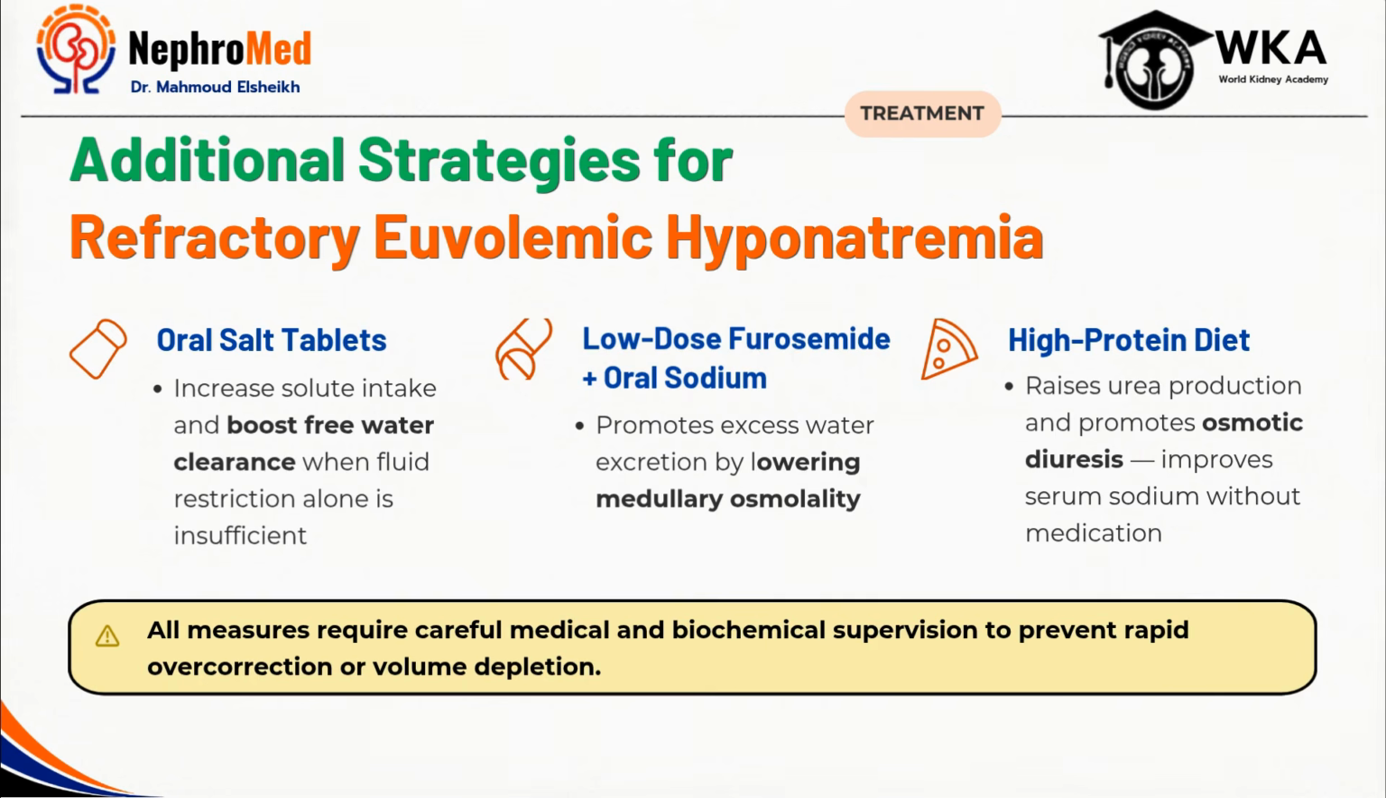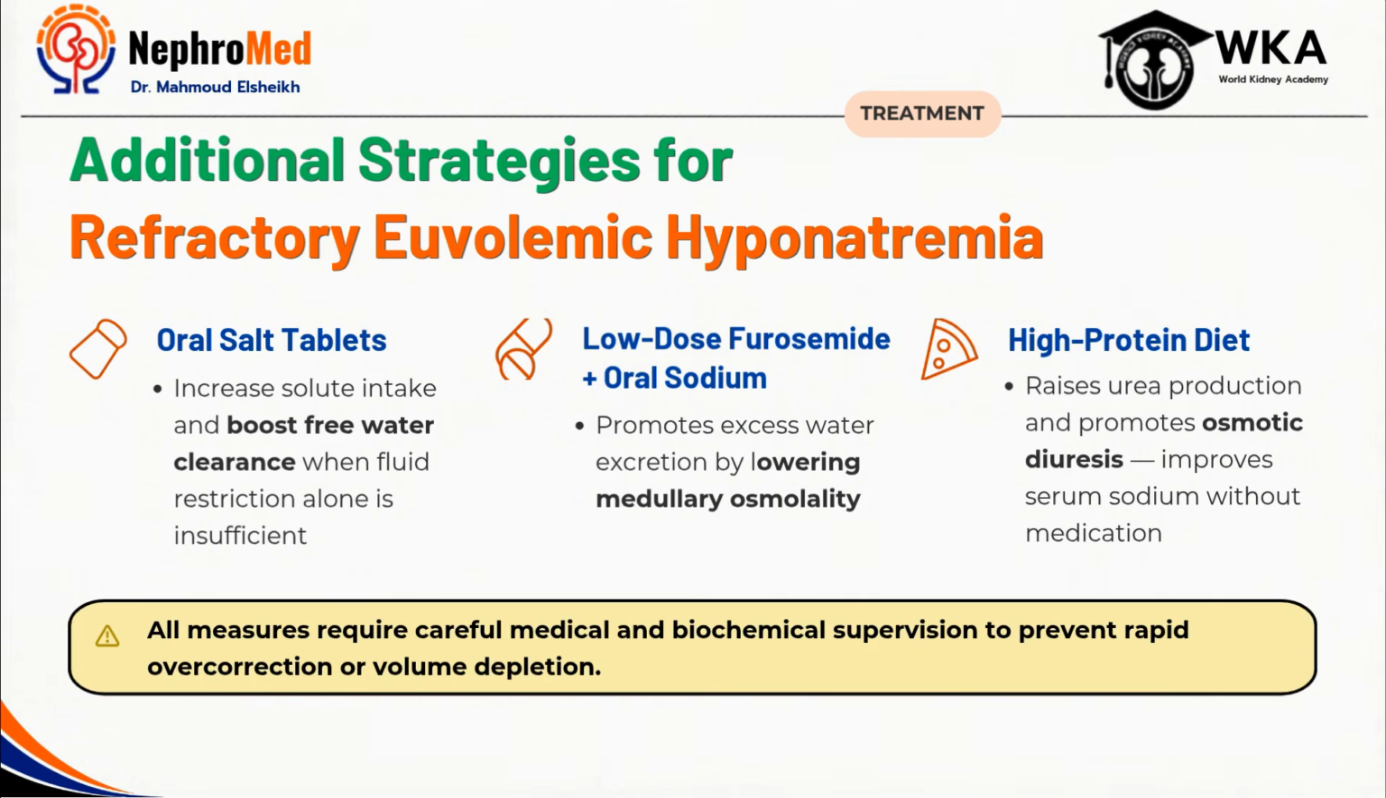However, salt alone may not work well if the kidney still retains water aggressively under ADH effect. This is why some clinicians combine oral sodium with low-dose loop diuretics such as furosemide. Loop diuretics reduce medullary concentration gradients, making the kidney less able to concentrate urine, which promotes excretion of electrolyte-free water. Essentially, they convert concentrated urine into a more dilute urine.